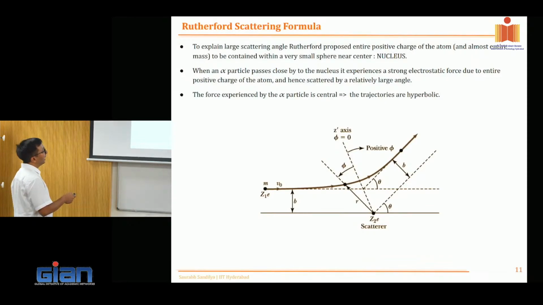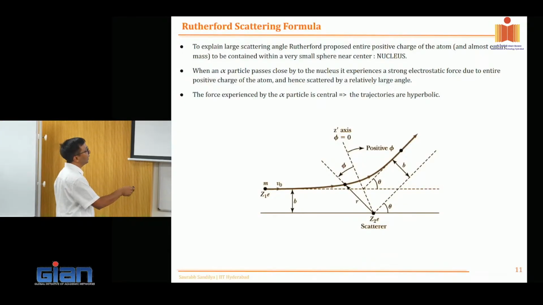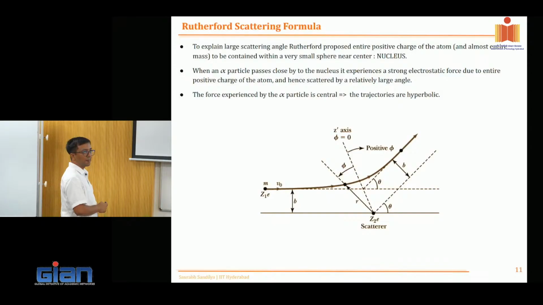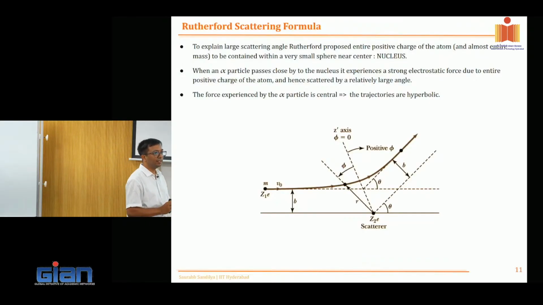Okay, and if you connect the asymptotes of the track, the angle which is formed between the asymptotes of the two tracks, incoming and outgoing, that angle is called theta, the scattering angle. So you should just understand what the scattering angle is as well as what the impact parameter is.